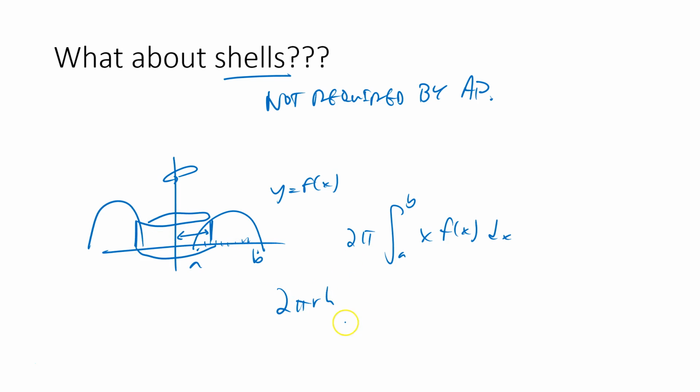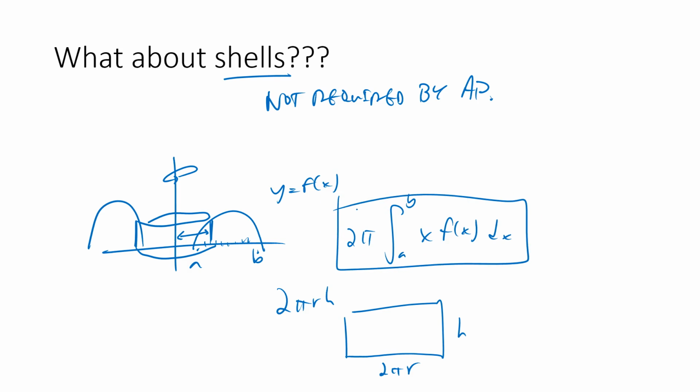If you were to unwrap this shell, h here, 2 pi r down on the bottom, because that's going to create the circumference of the shell. So you're really integrating here 2 pi r times the height, which is the function. So that's shells, if you want to remember it. Like I said, AP will only require you to know washers. So if you don't know the shell, it's not a huge deal.